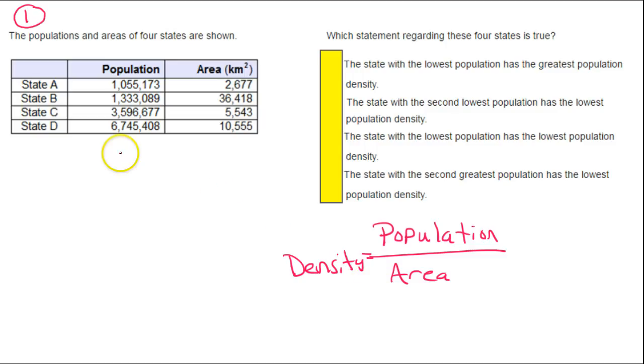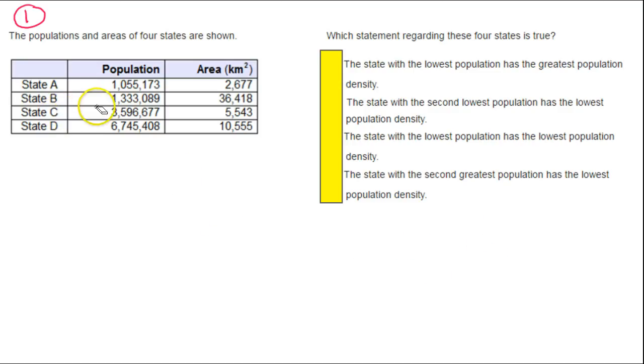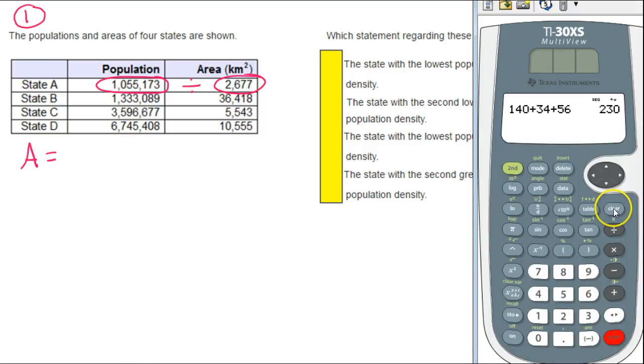All right, didn't leave myself a lot of room there, but you get it. So population divided by area. Keep that in your head. Okay, so let's calculate the population density for each state. So for state A, the population density is the population divided by the area. So if I do this population divided by this area, that's going to give me the population density. So I shall take my handy dandy calculator and handle that.